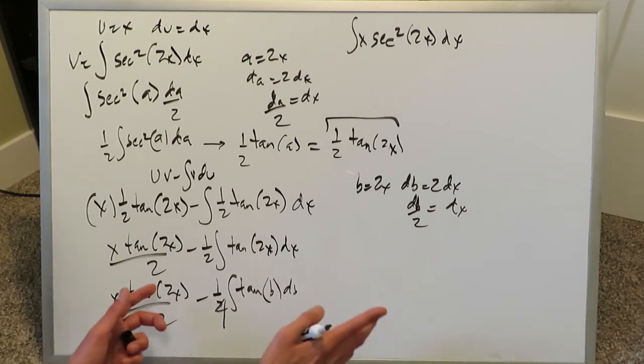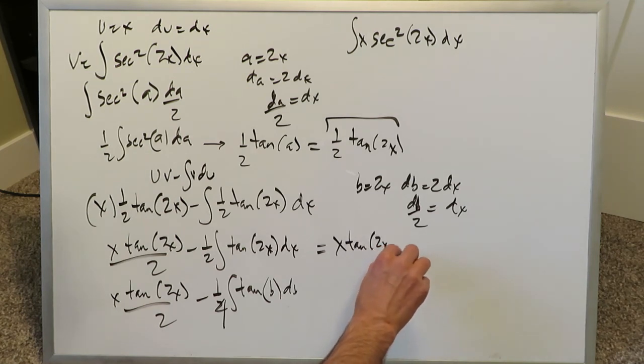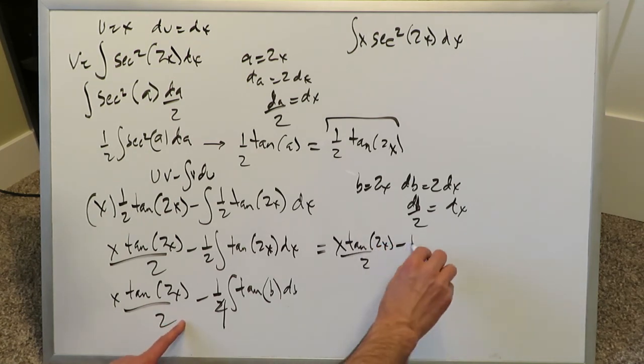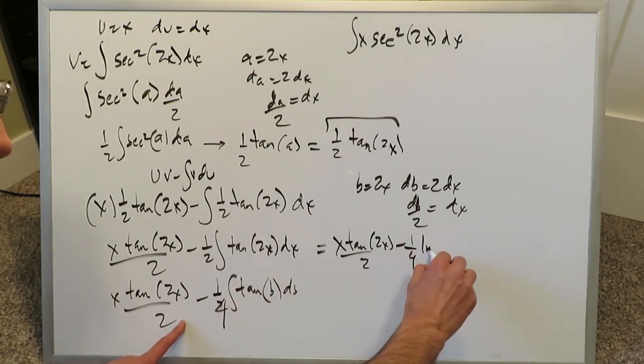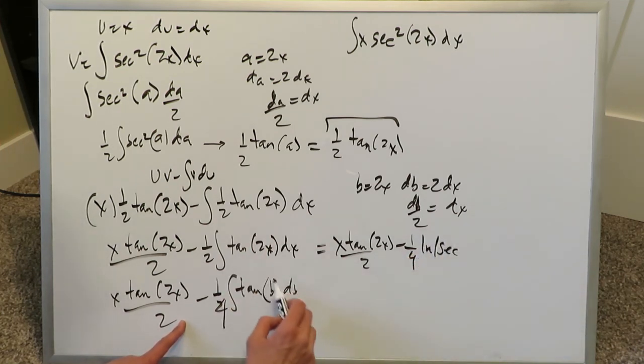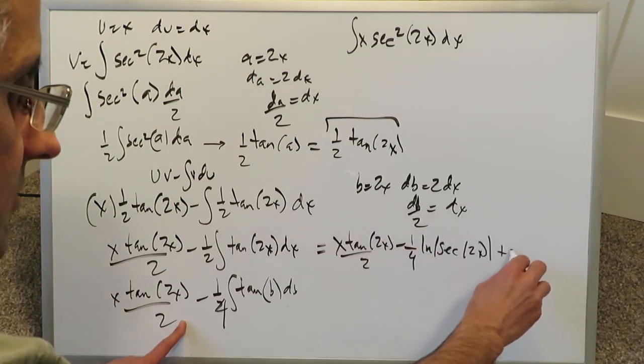We can easily do the integral of tan b, which you know will bring the natural log secant. What's our final answer with the substitution? Well, nothing changes here. x tan 2x over 2, I have a minus 1 over 4. Now the antiderivative of tan b is a natural log secant b, but what was b? b was 2x. 2x, close the parentheses, plus c.